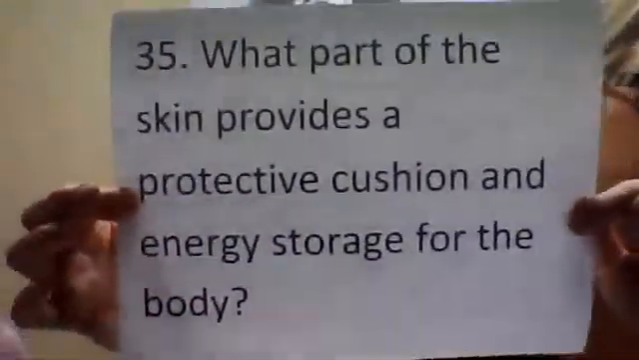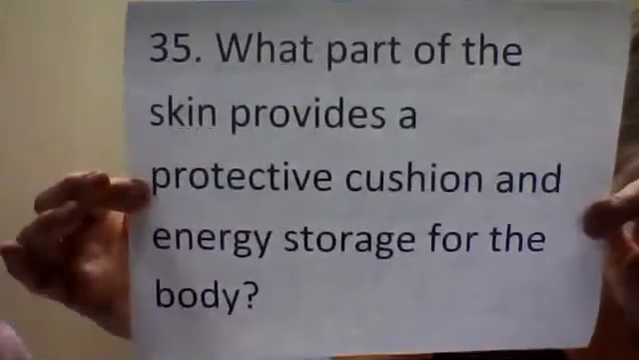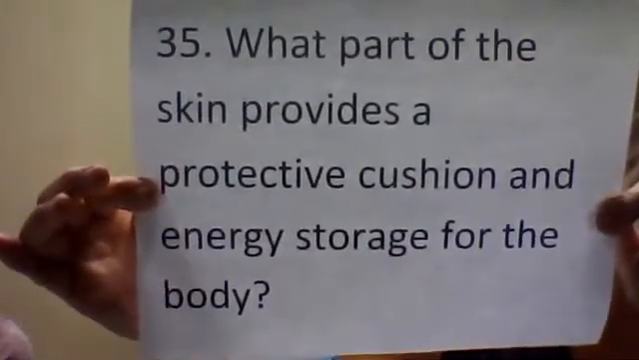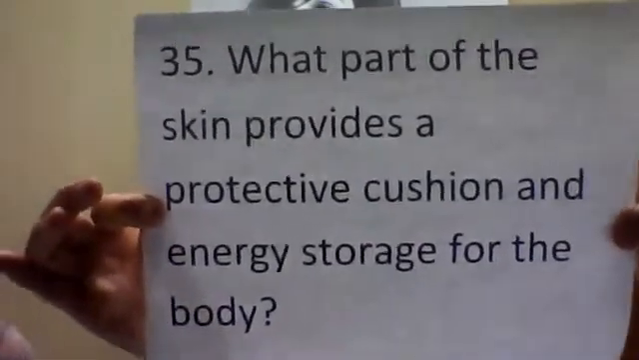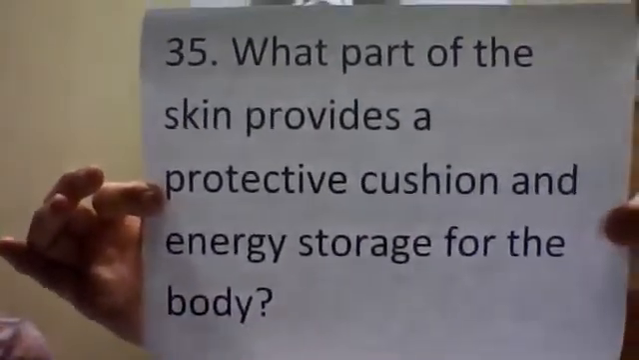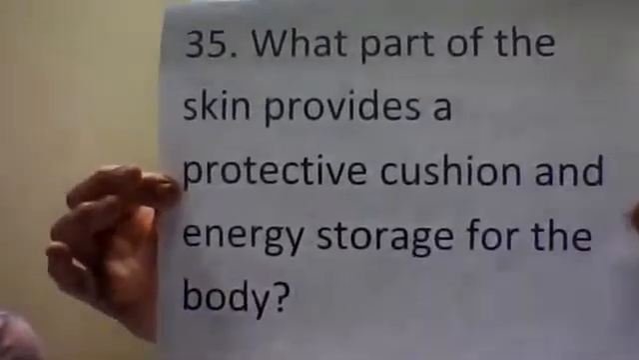35. What part of the skin provides a protective cushion and energy storage for the body? The other day, Alexis Cisneros said, yeah, energy. The fat gives energy. So what is it? Again, it's the same one we just did: the adipose, subcutaneous, hypodermis. Adipose. Or I think I said that, subcutaneous. All right.